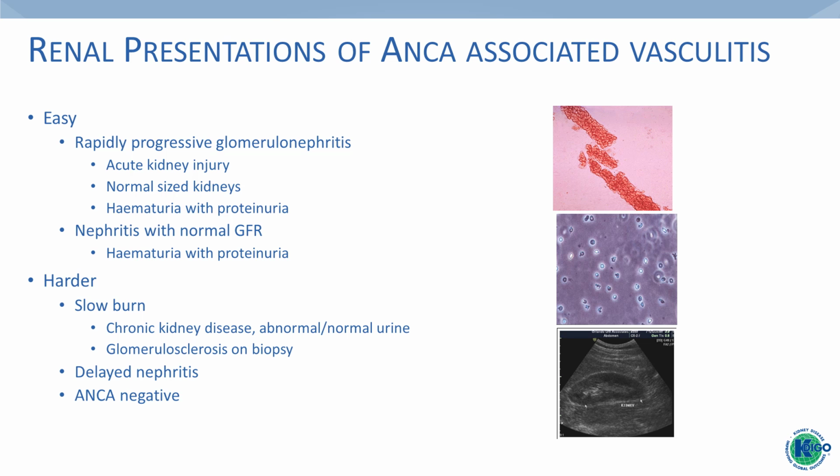We also recognize that patients presenting with ANCA-associated vasculitis without overt kidney disease can develop nephritis, especially within the first 2 years of their disease course. And then we recognize that some patients with renal vasculitis may be ANCA negative. This occurs in around 5% of biopsies of patients with pauci-immune necrotizing crescentic glomerulonephritis.